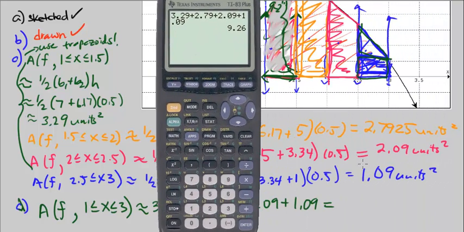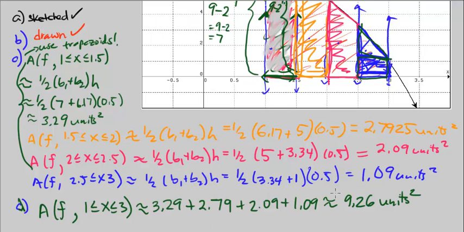So the total area I get is approximately, let's make sure I write approximate symbols. Ooh, that looks kind of messy. Approximately 9.26, again it's units squared. So after I add up all of my approximate regions together, my total area between 1 and 3 for the whole region is approximately 9.26 units squared.